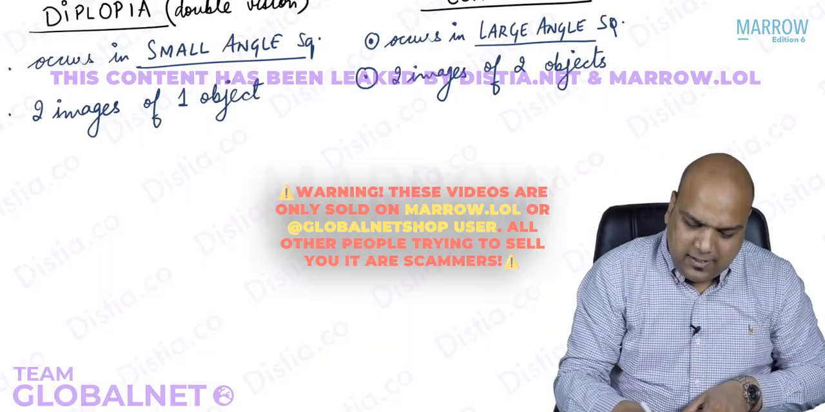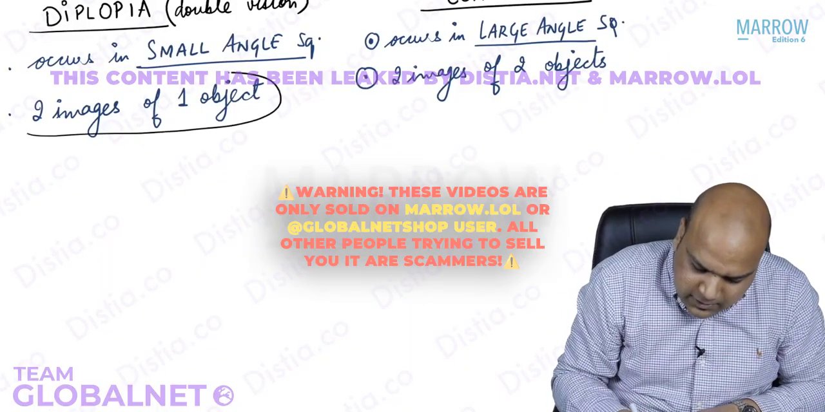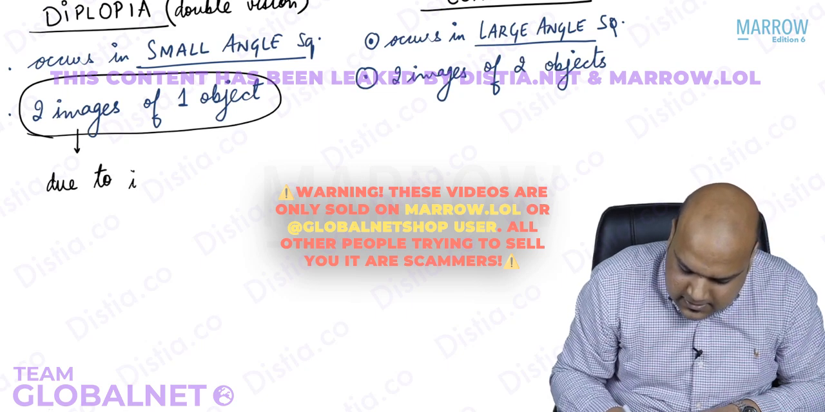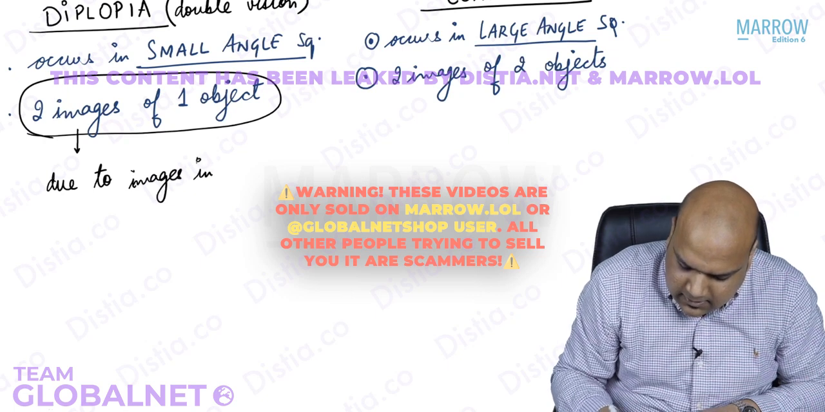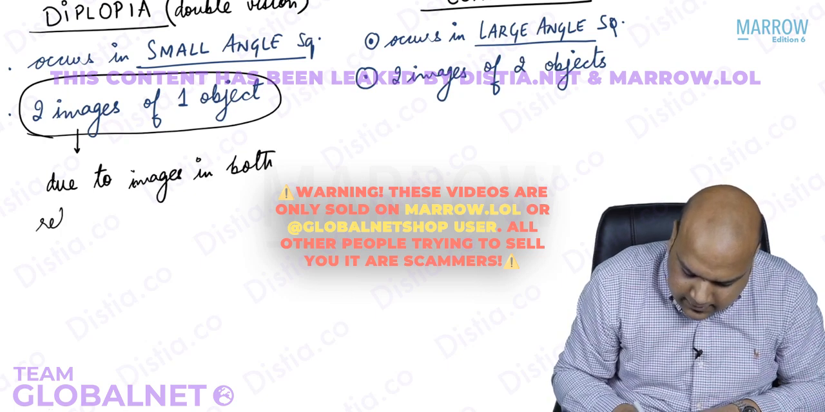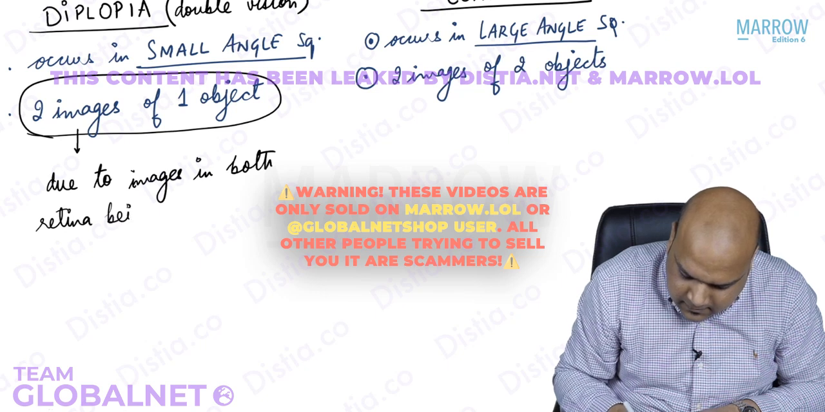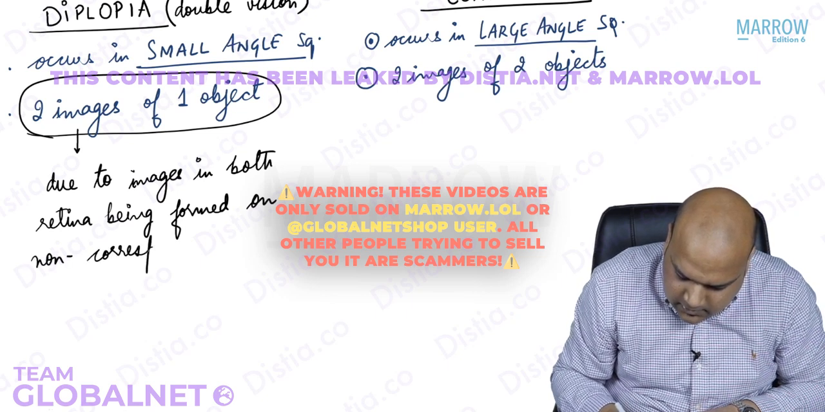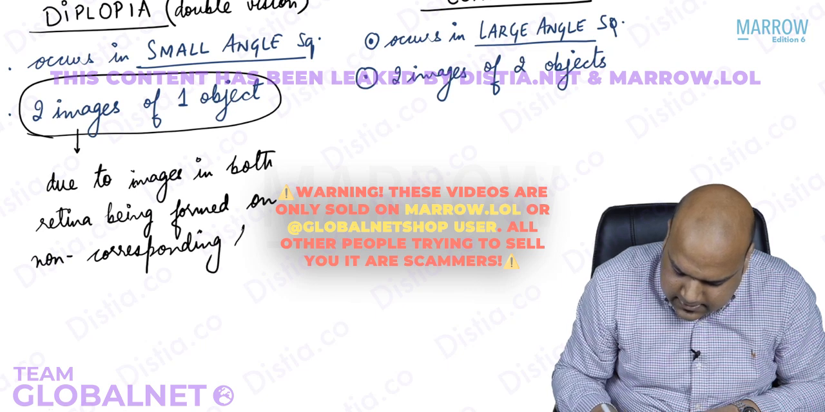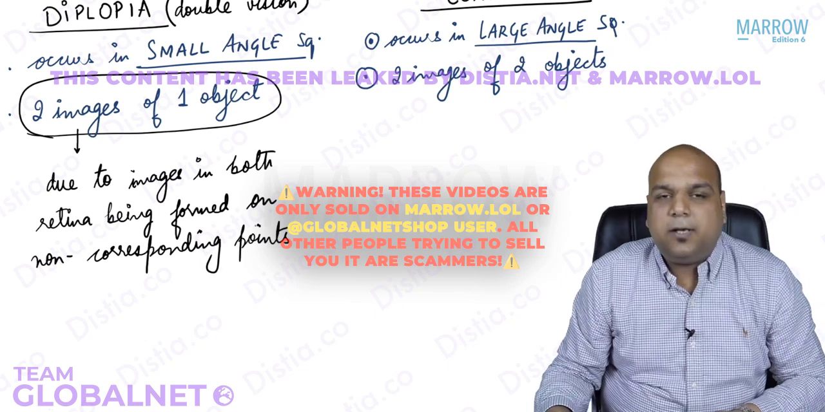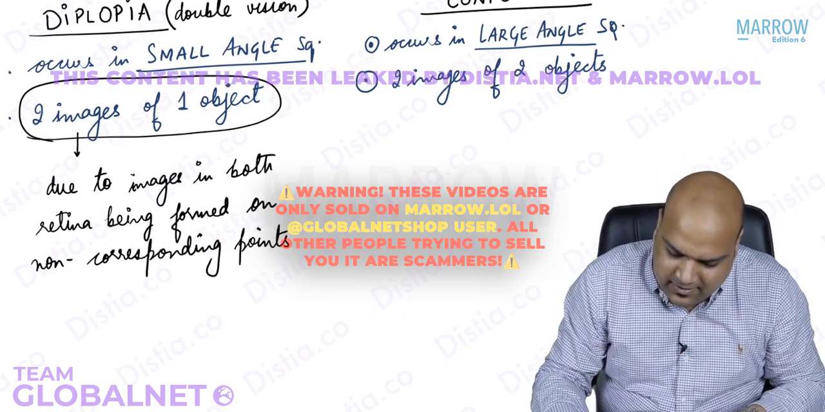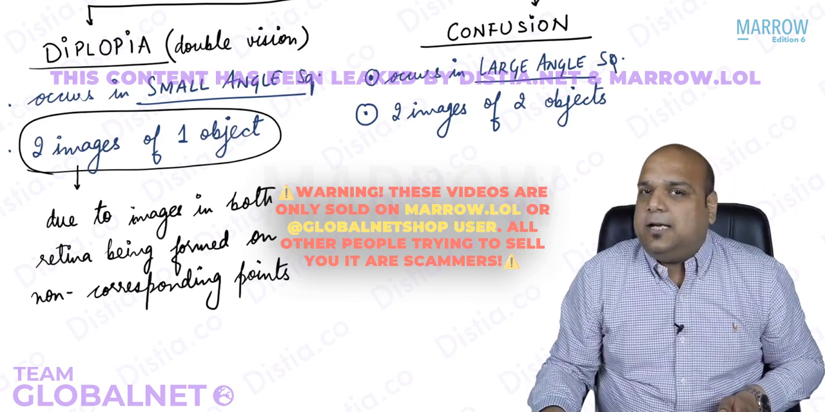Okay. So what we are writing here is that two images of one object form due to images in both retina being formed on non-corresponding points. I hope you understand this. Right, guys? Now let us compare this to confusion. Now we have written confusion occurs in large angle squint.